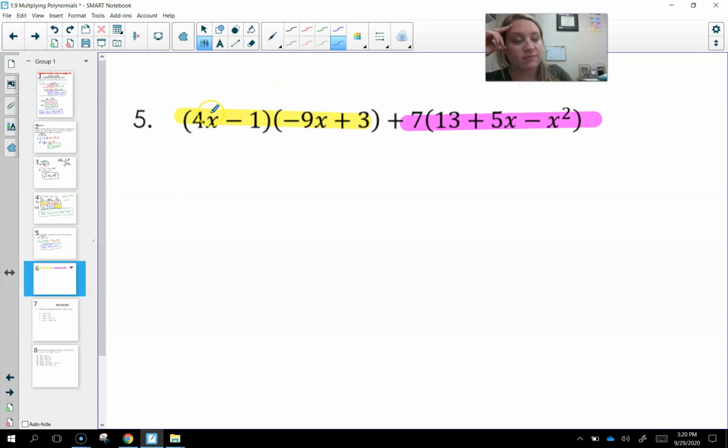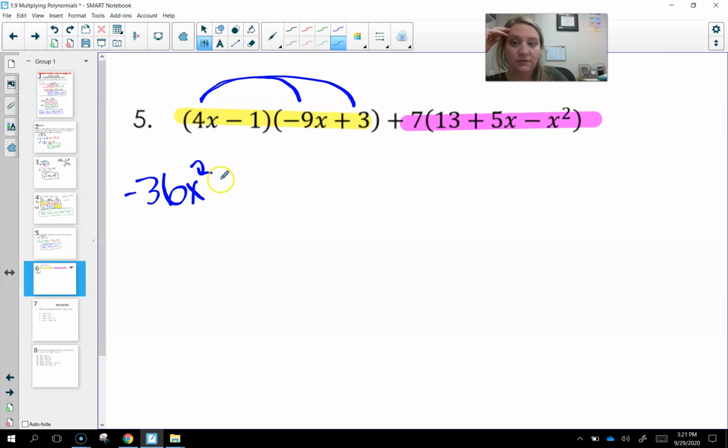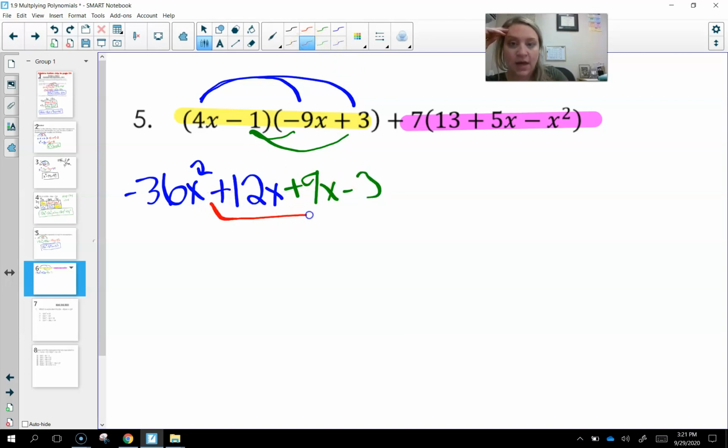So I'm going to distribute my first 2 pieces, my 2 binomials together. So I have 4x times negative 9x gives me negative 36x squared. Then I'm going to do 4x times 3, which gives me positive 12x. Negative 1 times negative 9x gives me positive 9x. And then negative 1 times 3 gives me negative 3. I can combine those 2 middle pieces. This side simplifies to negative 36x squared, plus 21x, and then minus 3.